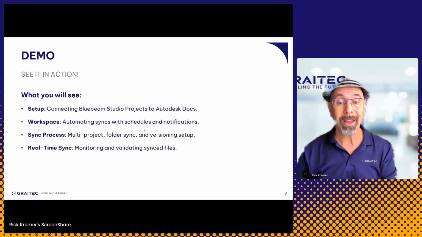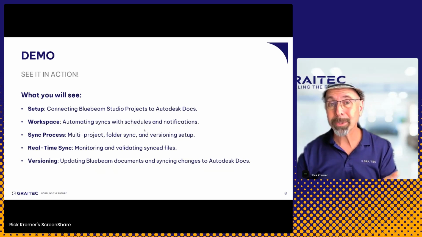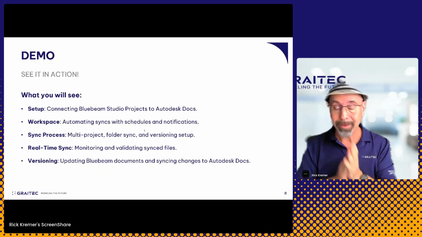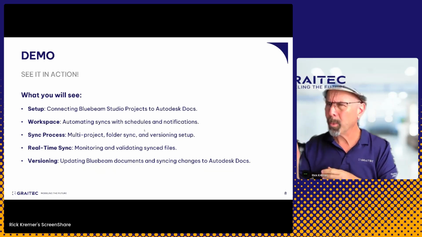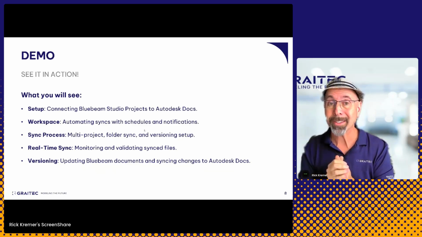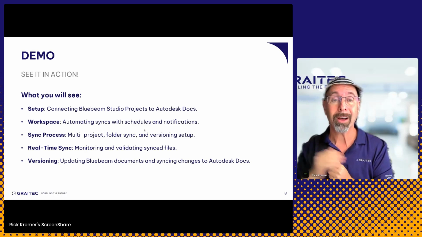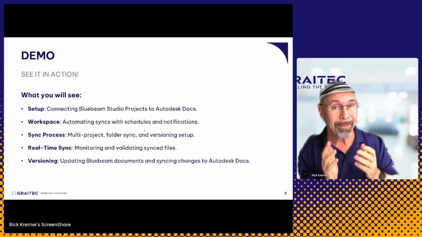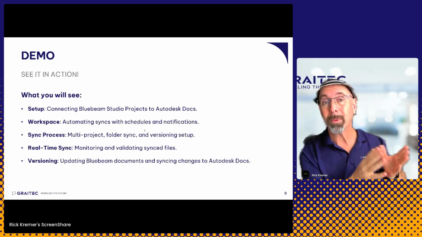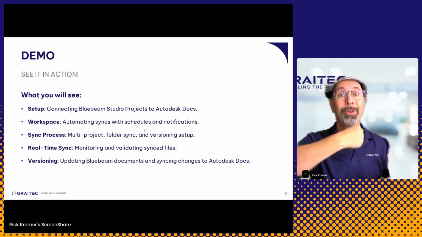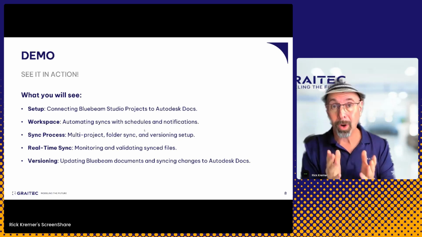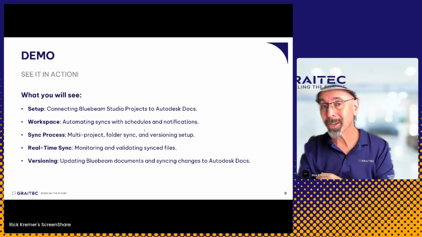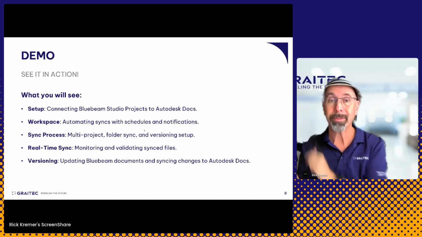We'll do a real-time sync, and we're going to monitor and validate these synced files. And then I'm also going to demonstrate how we can introduce versioning. Now, if you're already using Autodesk Construction Cloud, you know how important this is. When we start to take a look at these files on Autodesk Construction Docs, we can see the version. In my demonstration, I'm going to open up Bluebeam projects, open up a file, create a new change to it, and save it back to that Bluebeam project. Run the sync, and then on Autodesk Construction Cloud, that particular project will see the version change.